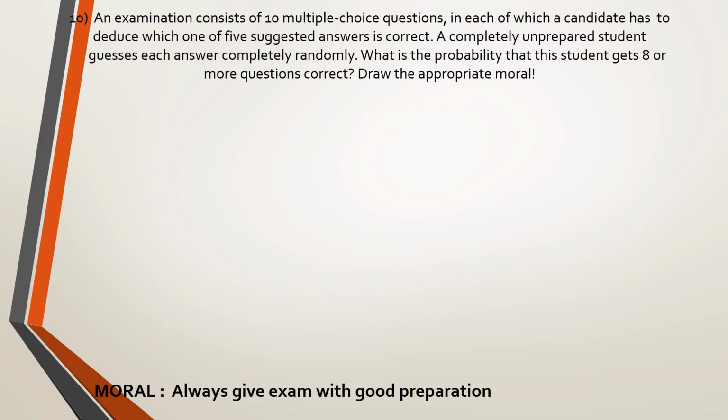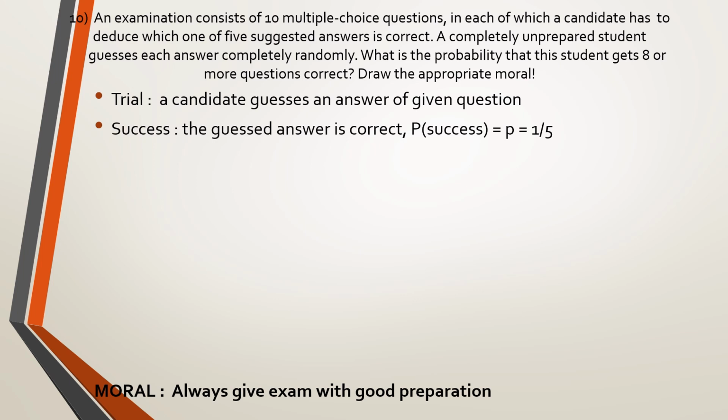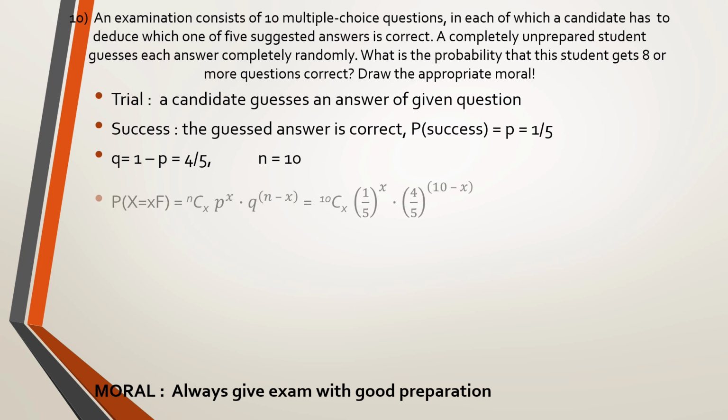Okay, so what is the trial here? Trial is the candidate guesses an answer of a given question. Success is the guessed answer is correct. So the probability of success P is 1 out of 5. Q is 4 out of 5. N is equal to 10. Now the formula is NCX, P raised to X, Q raised to N minus X. We substitute the values of N, P and Q.